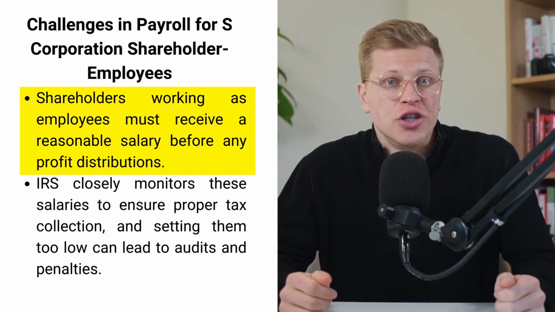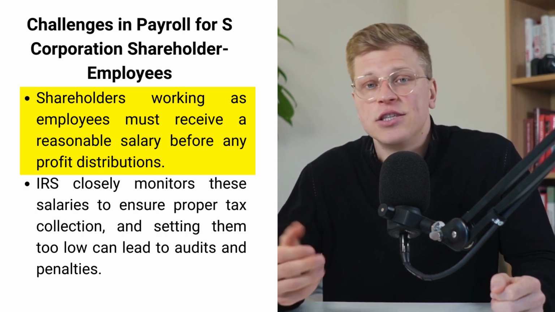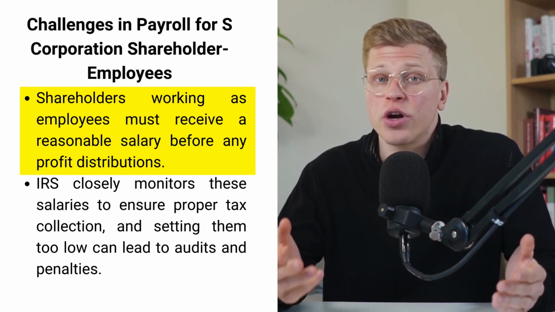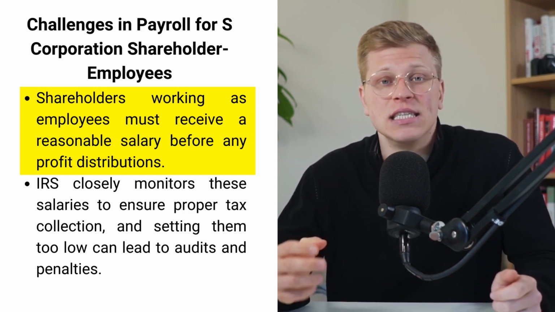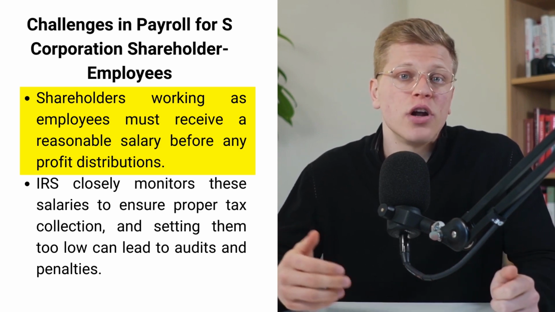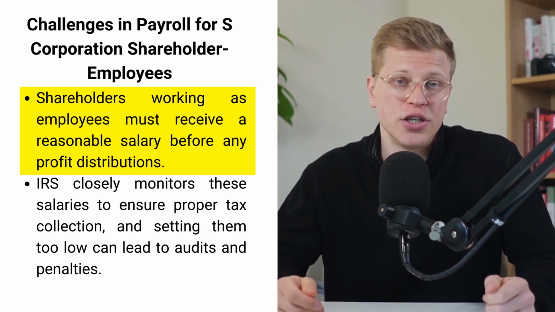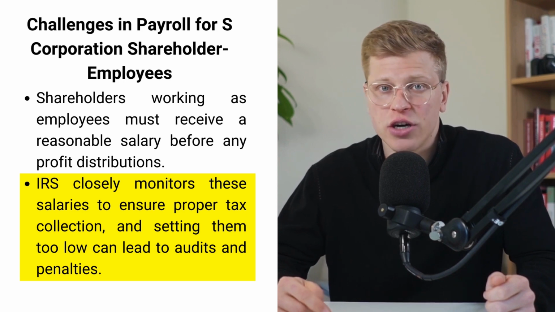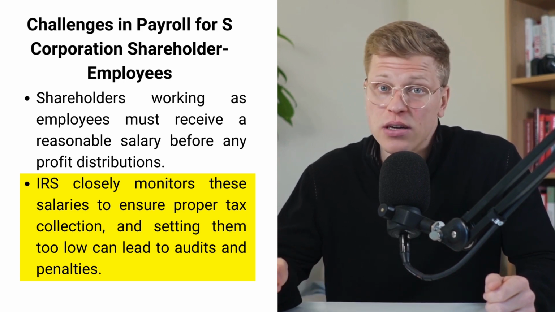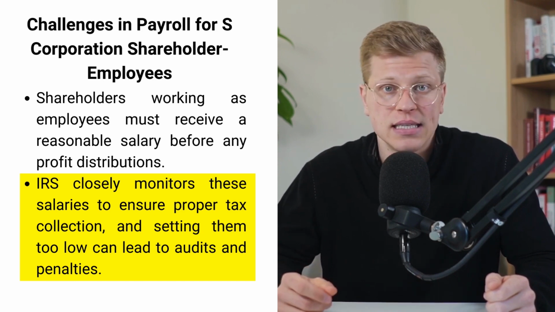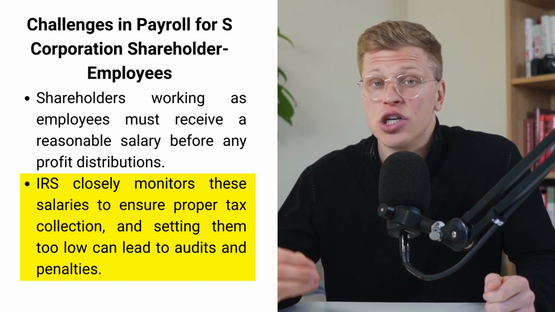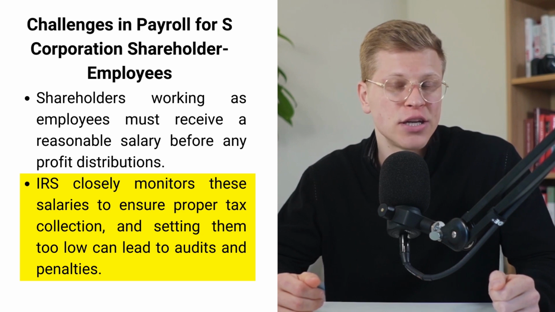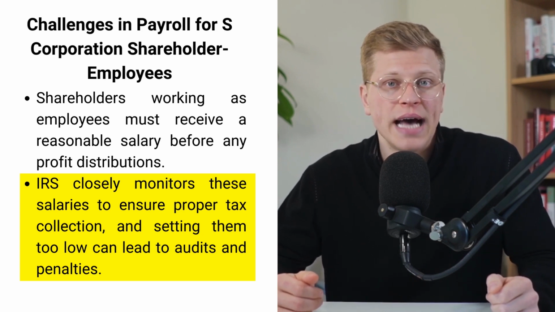Managing payroll for S corporation shareholders who also work in the business presents its challenges. If you're in this situation, you are required to pay yourself a reasonable salary for the work you do before you can take any additional profits as distributions. A reasonable salary means what other employers pay for similar work under similar conditions. This requirement is crucial because the IRS pays close attention to how much S corporation shareholder-employees are paid, and paying too little can lead to audits, penalties, and back taxes. This rule is in place to ensure that taxes such as Social Security and Medicare are adequately collected. Many S corporation owners find this aspect tricky, especially in determining what counts as a fair wage.